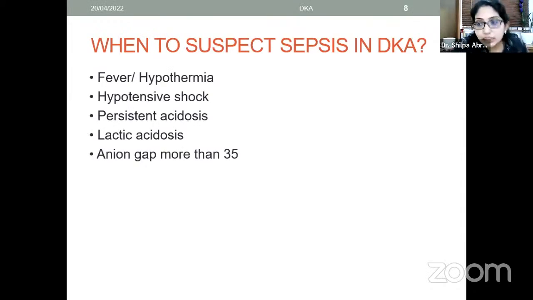DKA, diabetic ketoacidosis, is a high anion gap metabolic acidosis. So you are definitely expecting an anion gap more than 16, but if your anion gap is very high, like more than 35, then again you should think that there is something else adding to this acidosis. Okay, so any child who is requiring many boluses with persistent hypotensive shock, anybody who's having a fever, persisting acidosis despite your correction, anion gap more than 35, always suspect sepsis. Okay, why I'm repeatedly saying this is because unless you treat this, you cannot control the DKA.